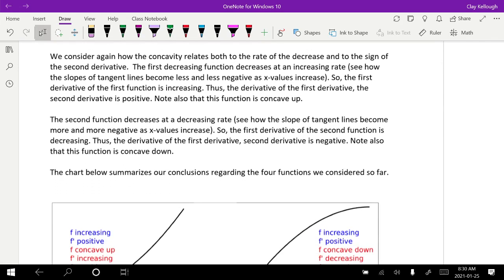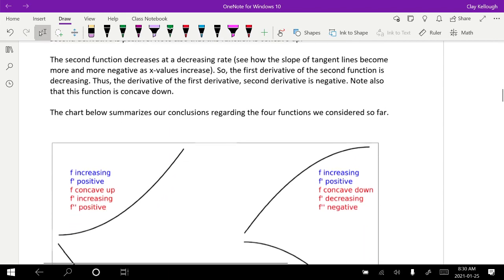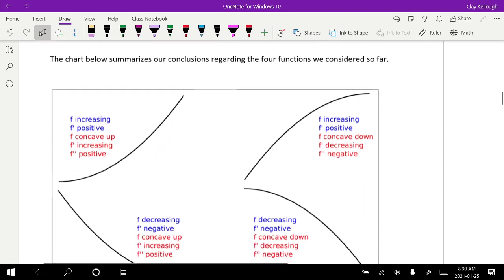Okay, we consider again how the concavity relates to both the rate of the decrease and the sign of the second derivative. So one at a time here. Remember, you can figure out if it's an increasing function with just a first derivative, right? An increasing function, that was the first thing we did in chapter 5. And it's increasing because its first derivative is positive. It's concave up because, again, it's an increasing function, and its second derivative would be positive.